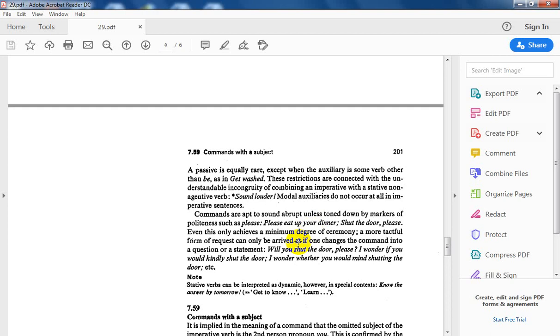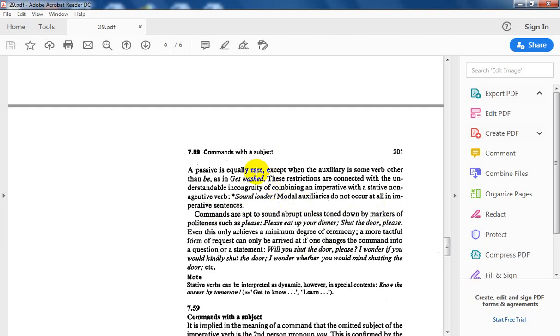Modal auxiliaries do not occur at all in imperative sentences. I cannot begin my commands or imperative sentences using can, could, may, might, should, shall. These are the general characteristics of commands.